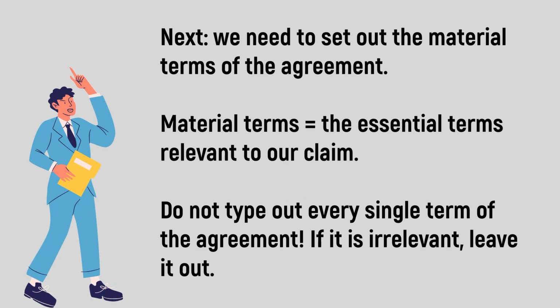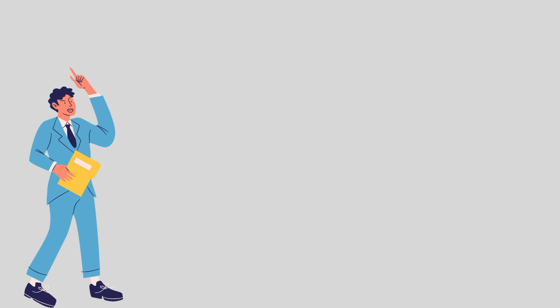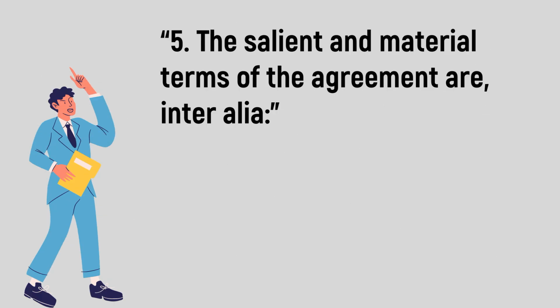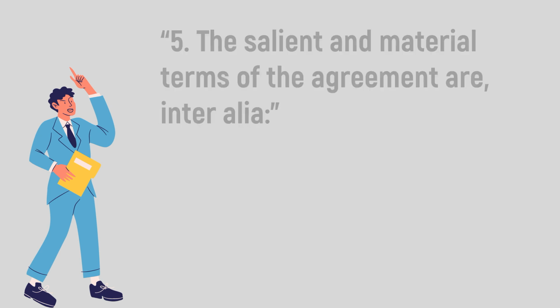Next up, we need to set out the material terms of the agreement. Material terms are the essential terms relevant to our claim. Please do not type out every single term of the agreement. If it is irrelevant, leave it out. So we'll start by saying in paragraph 5 that the salient and material terms of the agreement are inter alia, and then we'll proceed to set out said terms.